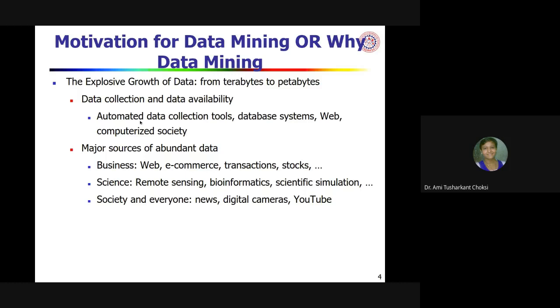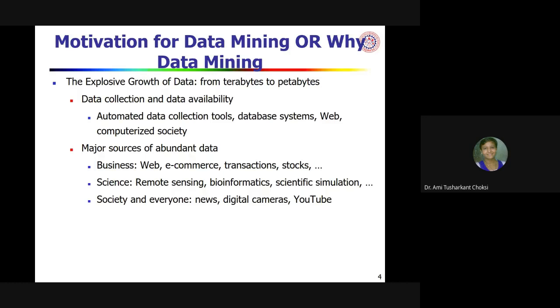If the data is available and collected, we will use automated data collection tools. With those, we can collect and download the data to our systems, and after that we can do particular processing. What sort of processing? That is what we will learn in this subject. Using automated data collection tools, we collect data from database systems of whatever applications are available.